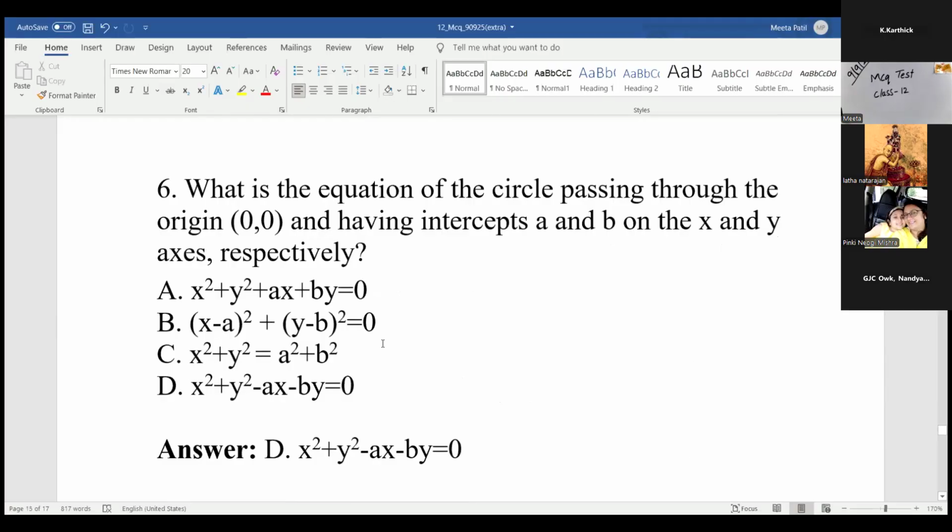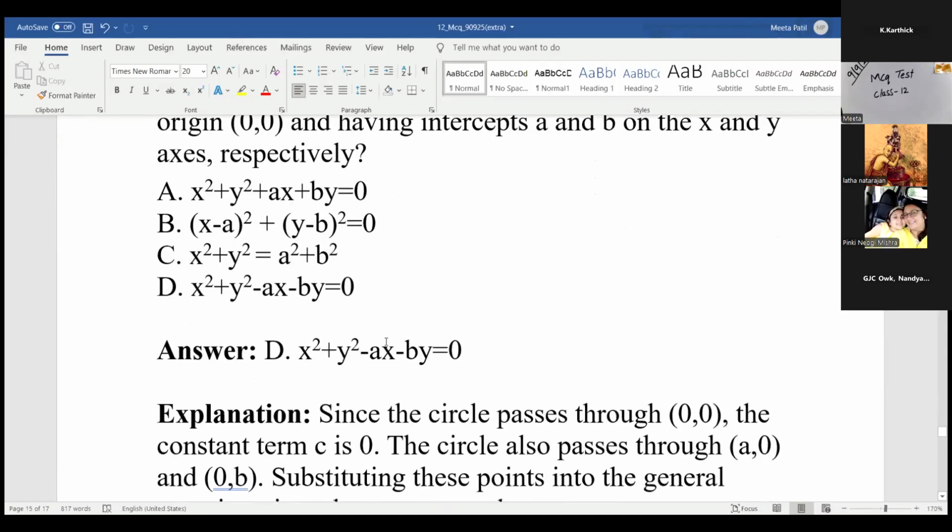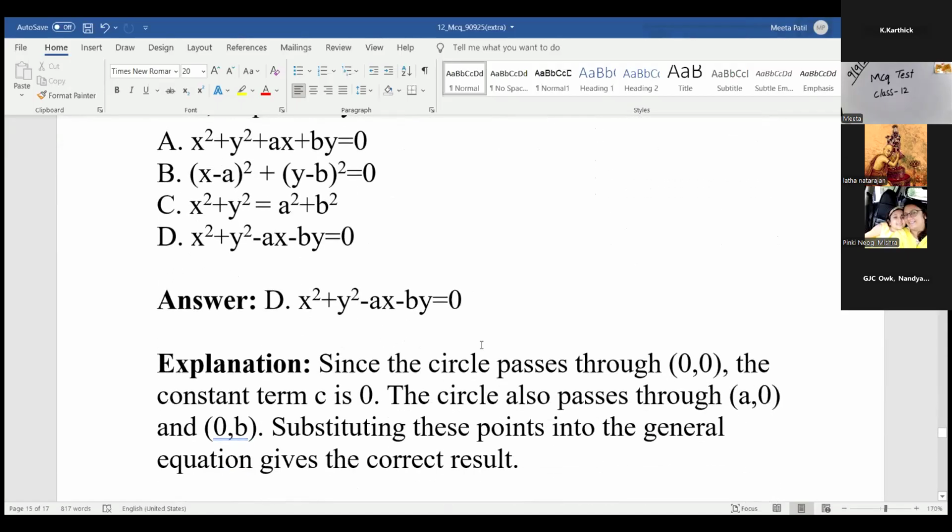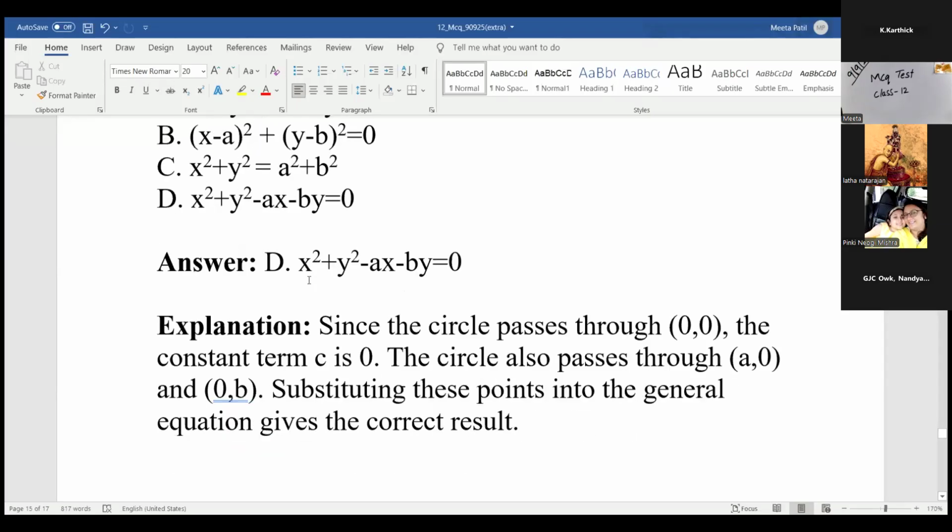What is the equation of the circle passing through the origin (0, 0) having the intercepts a and b on the x and y axis respectively? Since the circle is passing through (0, 0), the constant term c is 0, and then we get (a, 0) as well as (0, b) as our points over there. If you substitute these points into the general equation, we get x square plus y square minus ax minus by is equal to 0. Option D is the correct answer.